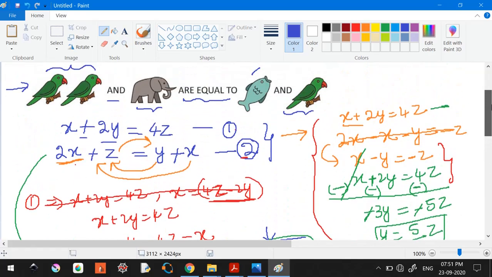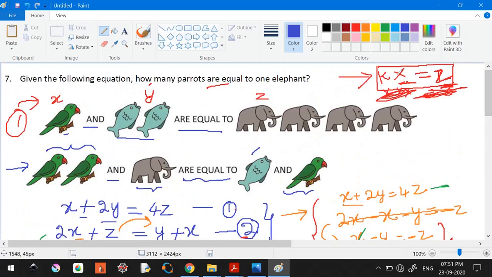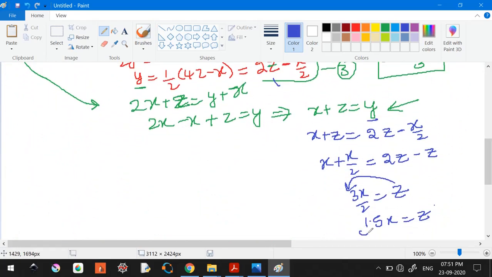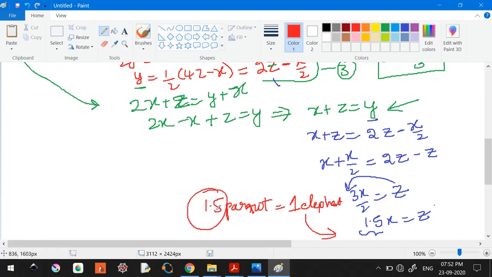So if you see the requirement, we need kx is equal to z, which is k is going to be our 1.5, which means 1.5 times parrot is equivalent to 1 elephant. Right? So that is what this means, which is odd. I know 1.5 parrot is odd, but still that is what we have. So this is what we have done.